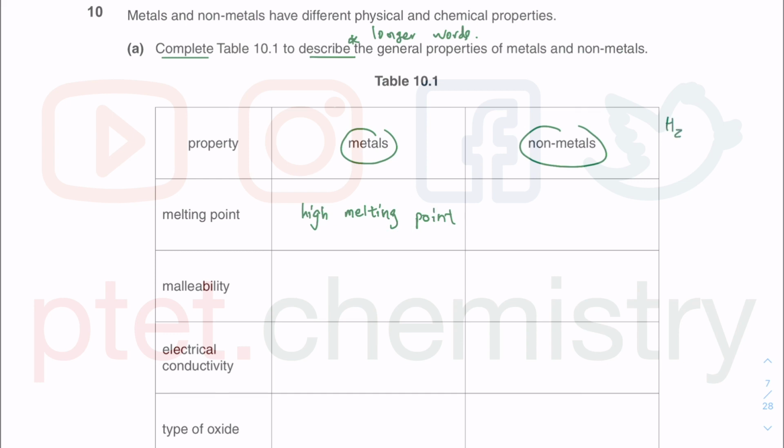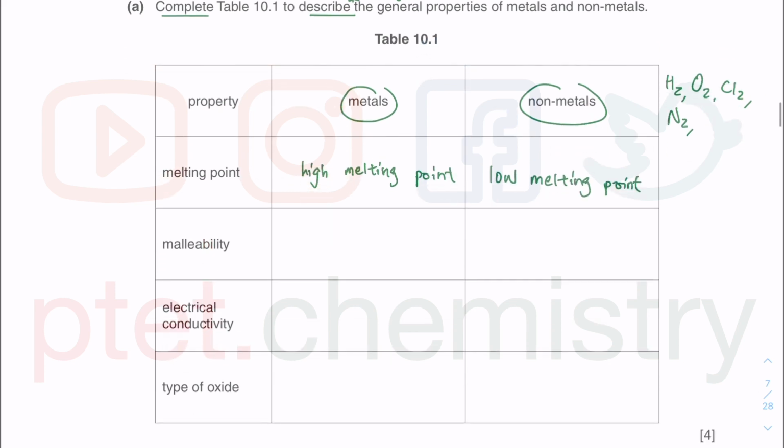Your nonmetals include your gases, your hydrogen, your O2, your Cl2, what else? Your N2, your CO2, etc. Well, probably I shouldn't include CO2 because it's not an element. CO2 is a compound. These are all elements because they only contain one type of atom. So this is low melting point. I guess if you write down low, you probably get the mark anyway.